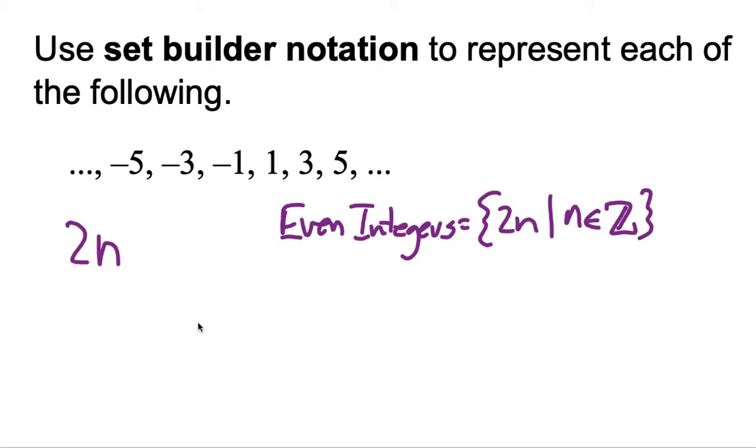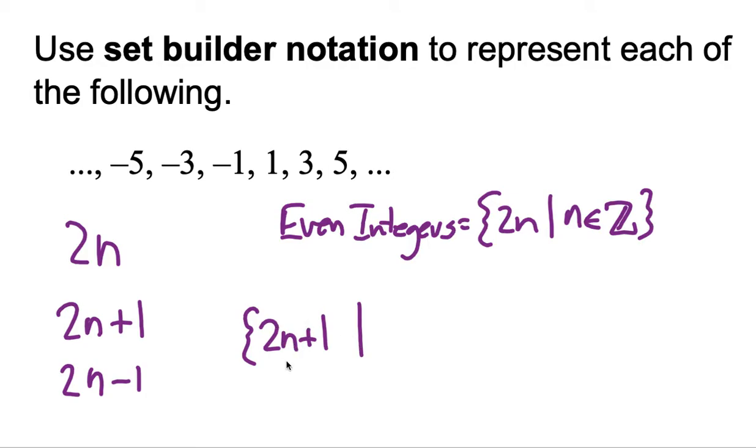For an odd number, well, any odd number is either one more or one less than an even number. So 2n plus 1 would be an even number plus 1. 2n minus 1 would also be an even number, in this case minus 1. In each case, that would be an odd number. So we can say that our list here is represented by curly bracket, our formula, 2n plus 1, such that, and now we have to explain to the reader what n is. n is an element of the integers. We could just as easily do it with the 2n minus 1.